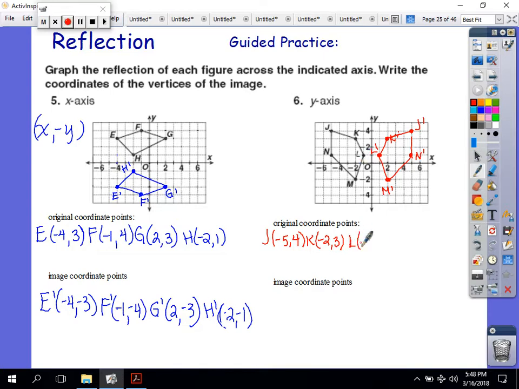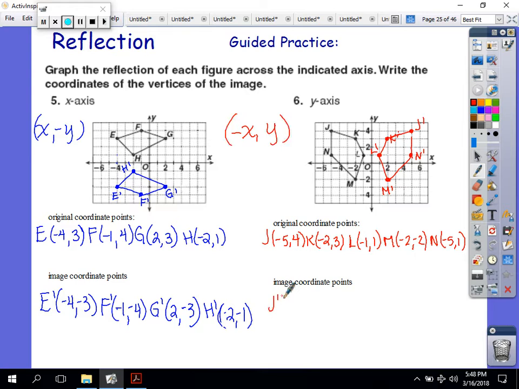L is at negative 1, positive 1. M is at negative 2, negative 2. And N is at negative 5, 1. So now we're going to list our new coordinates for the image that we made, and we can also use our rule for flipping over the y-axis.